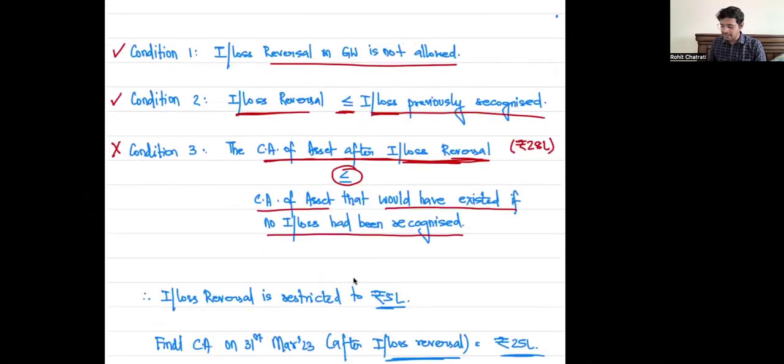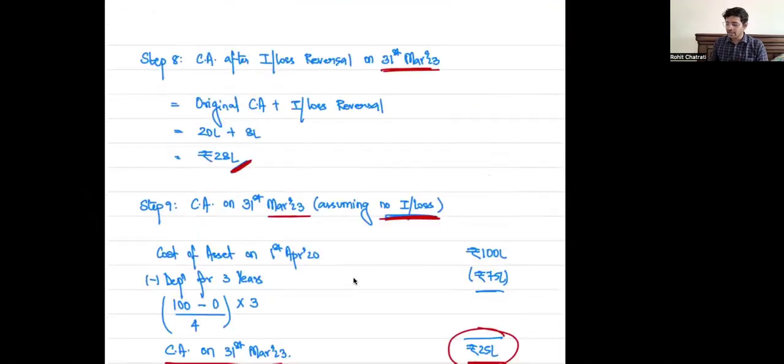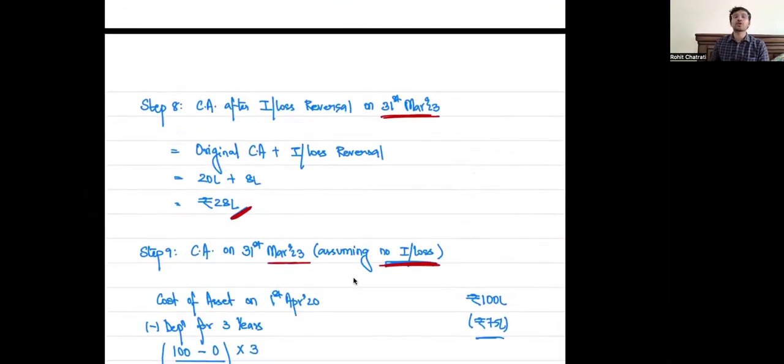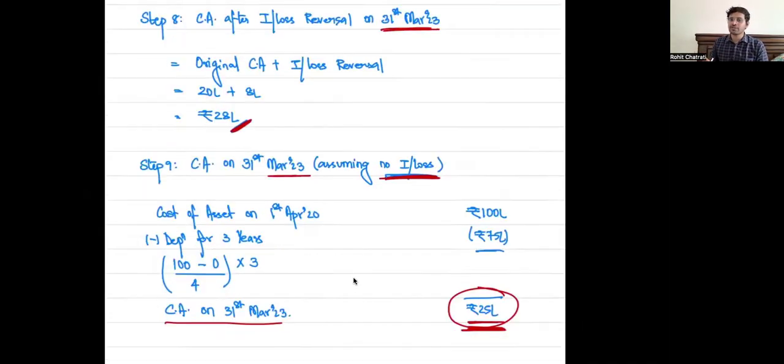So whatever I did in step number 8, that was only a working and not the final answer. It was done only to compare step number 8 with step number 9. And because the carrying amount after impairment loss reversal as per step 8 is greater than the carrying amount that would have hypothetically existed on the same date, therefore I am restricting the impairment loss reversal to the tune of 5 lakh rupees. We are not recognizing a gain of 8 lakhs, but we are recognizing a gain of 5 lakhs. The journal entry for this will be fixed asset debit 5 lakhs to impairment loss reversal 5 lakhs.